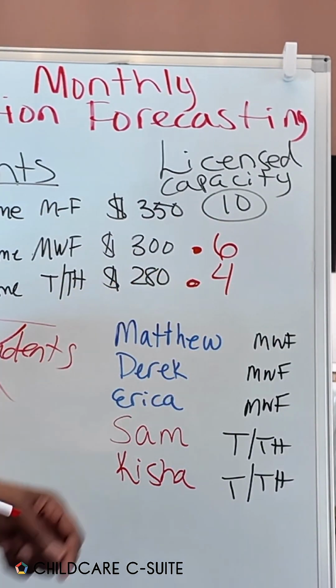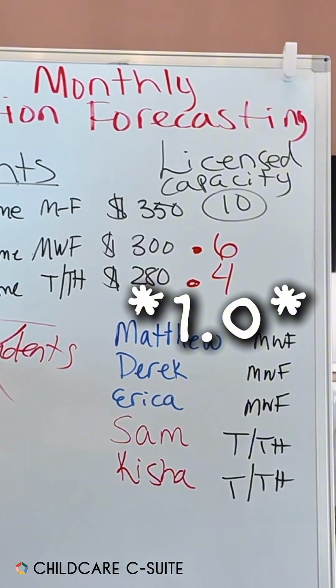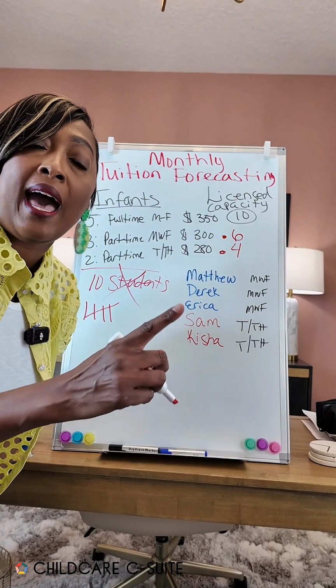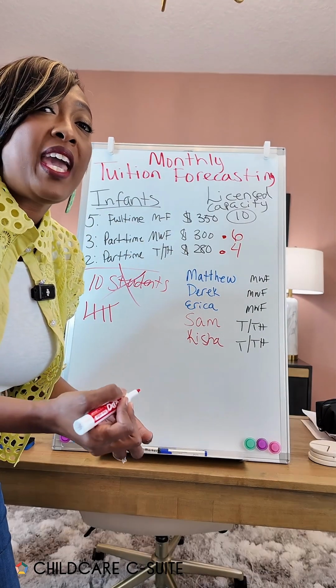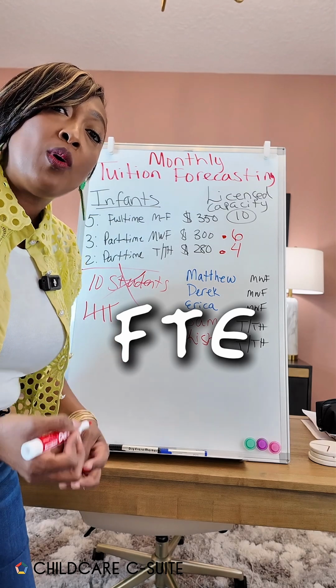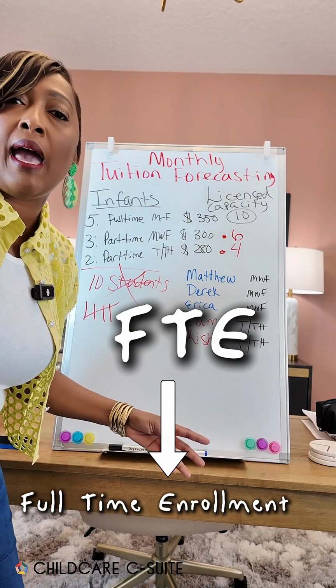Now, if you add that up, that becomes 1.0. It'll end up being 1 full-time enrollment. You probably have heard of FTE, full-time equivalent. Well, we're going to call it full-time enrollment.